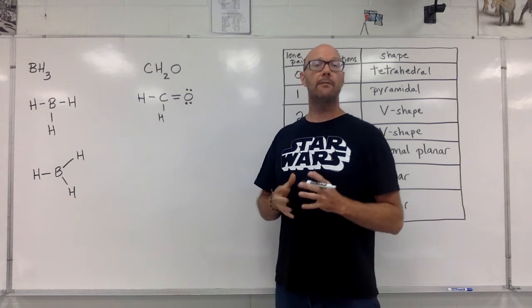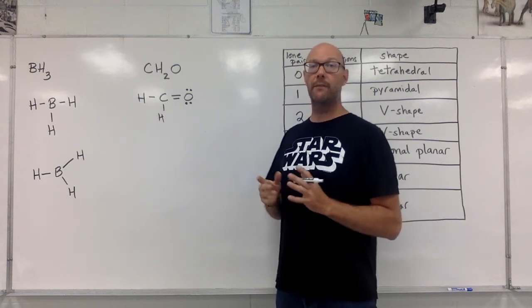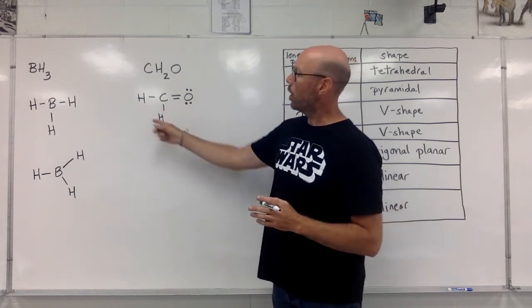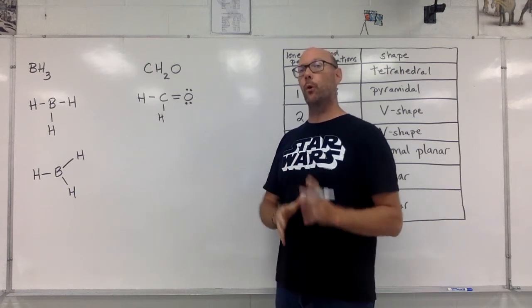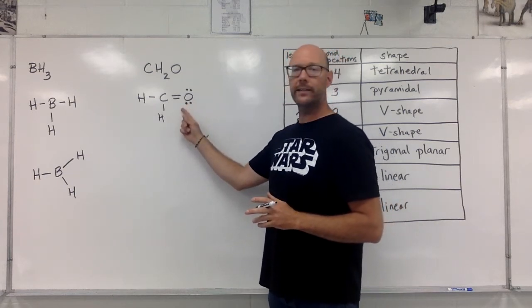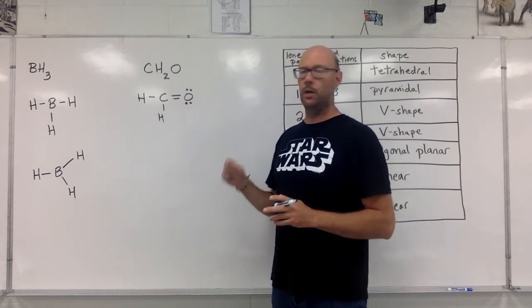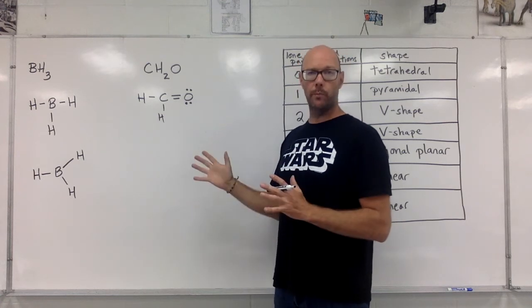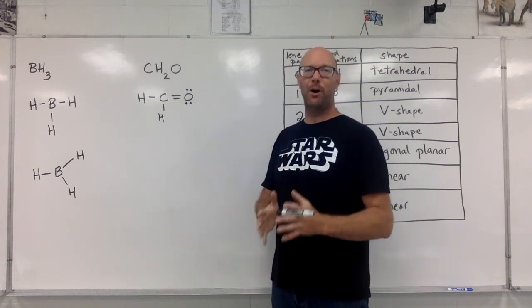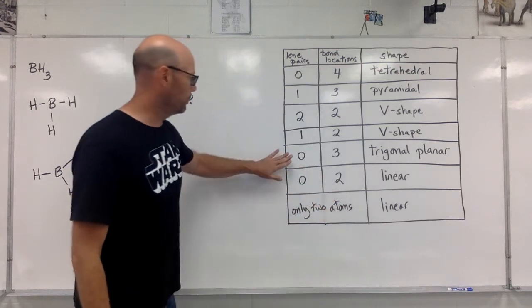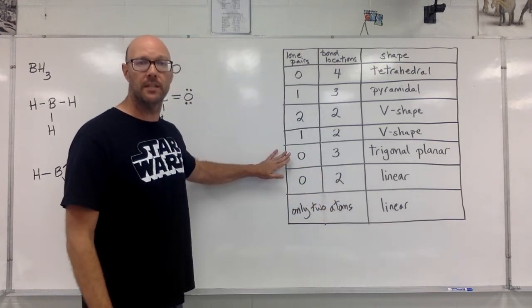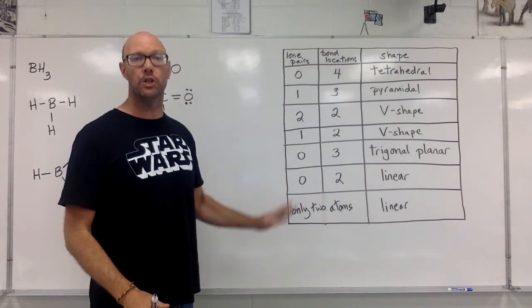Carbon does not have lone pairs. So we have the 0 lone pairs. And there are, yes, a total of 4 bonds, but the double bond counts as 1 location. So this carbon has 0 lone pairs and 3 bond locations. 0 lone pairs and 3 bond locations puts us in the trigonal planar shape.